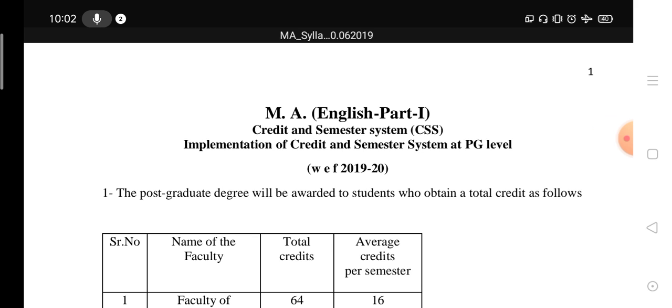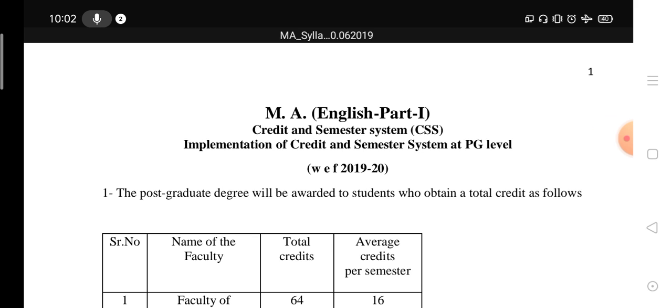It is MA First English. It is a credit and semester system. Today we are going to see our syllabus, subjects and question paper format. It is our first lecture and we are going to introduce the subject and go through the details and its evaluation pattern.